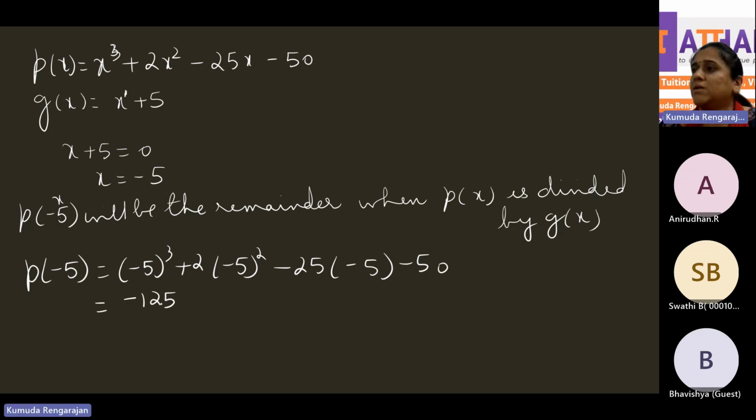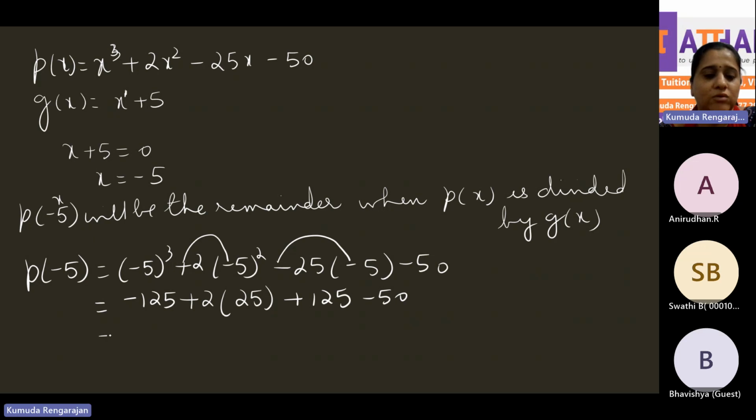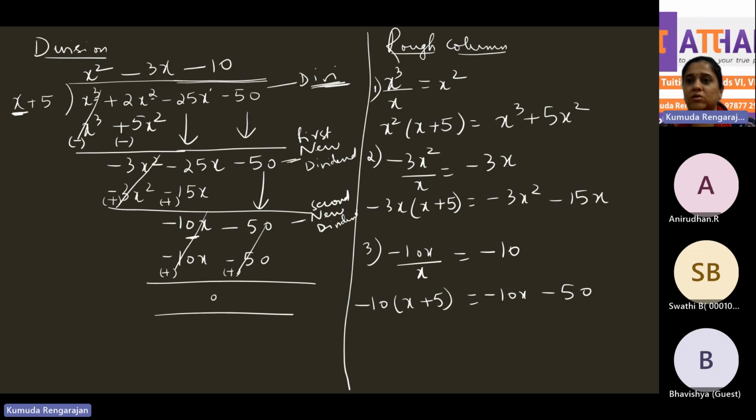Minus 125, because minus 5 into minus 5 into minus 5 is minus 125. Then here you'll have to be very, very careful. Do not do plus into minus minus. Do not do that. I told you earlier also, I think in that Sunday class. So plus 2 into what is minus 5 into minus 5? 25. Then here you can multiply, plus 125 and minus 50. Now minus 125 plus 125 cancels. So this is now 50, minus 50, which is 0. And that's what the remainder is also.